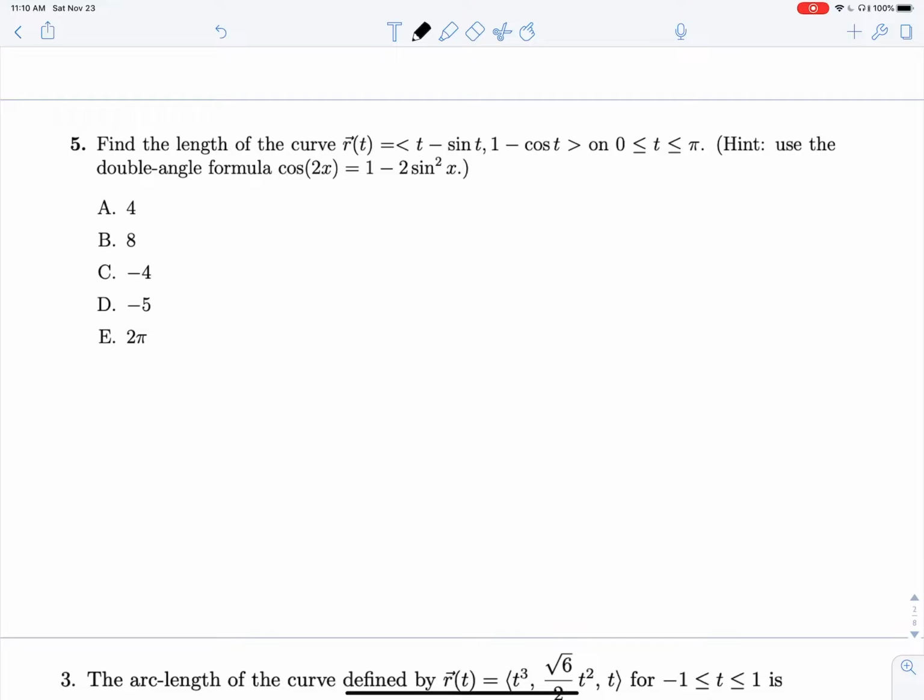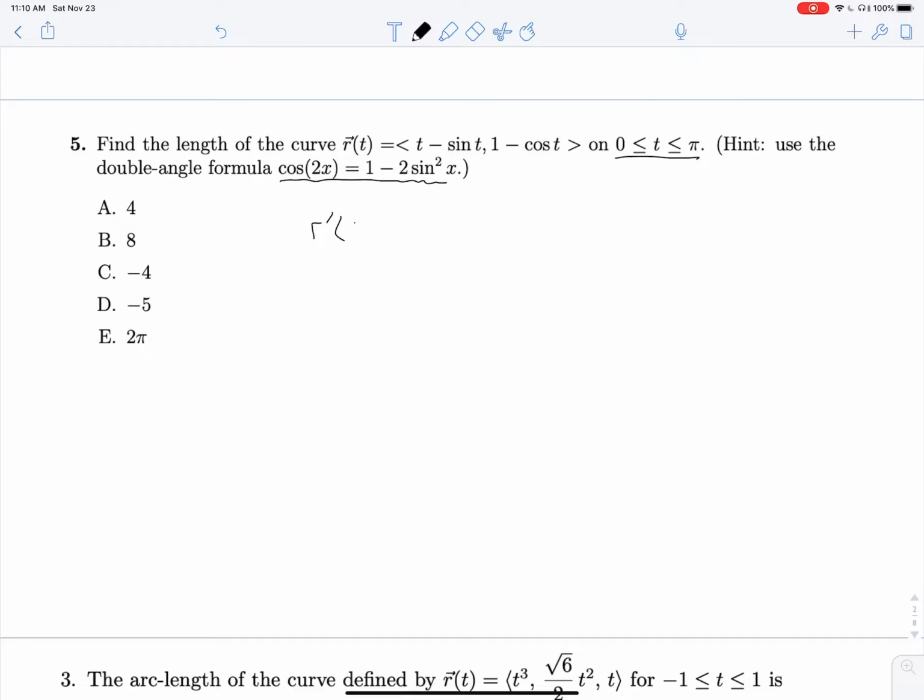Okay, this is one of the more tricky ones. We have to find the length of the curve from 0 to pi, and they're giving us an identity to use. Pretty much whenever they suggest that you use an identity, that identity is pretty necessary for solving it, because otherwise we're going to end up with a pretty scary thing to integrate. So let's find our r prime of t and find the magnitudes that we need for our square root.